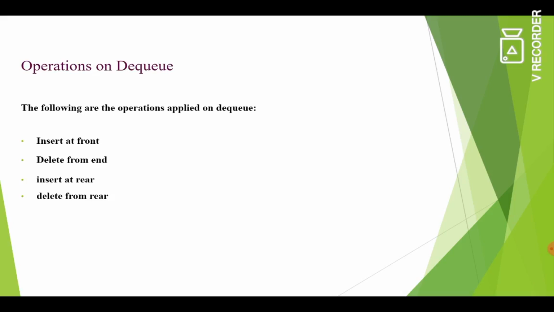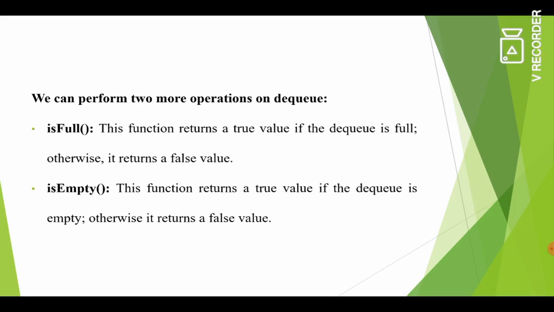The operations on DQ. You can perform several operations on the DQ data structure. They are insert at front, delete from front, insert at rear, delete from rear. The DQ data structure supports two more functions. One is full, the other one is empty. The meaning of is full and is empty are the same as in the queue data structure.